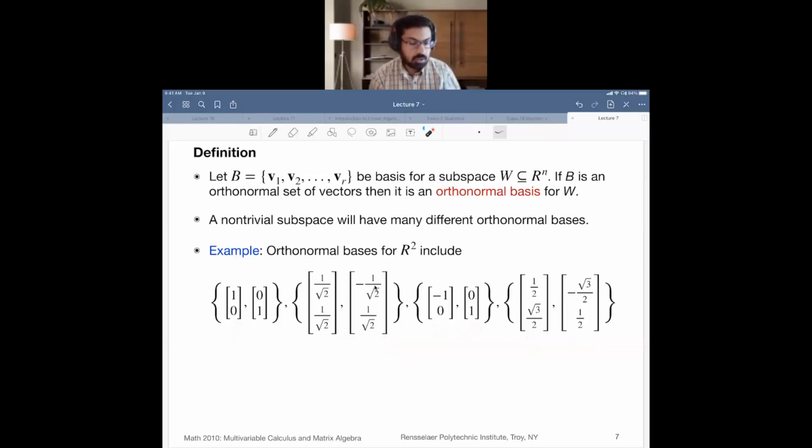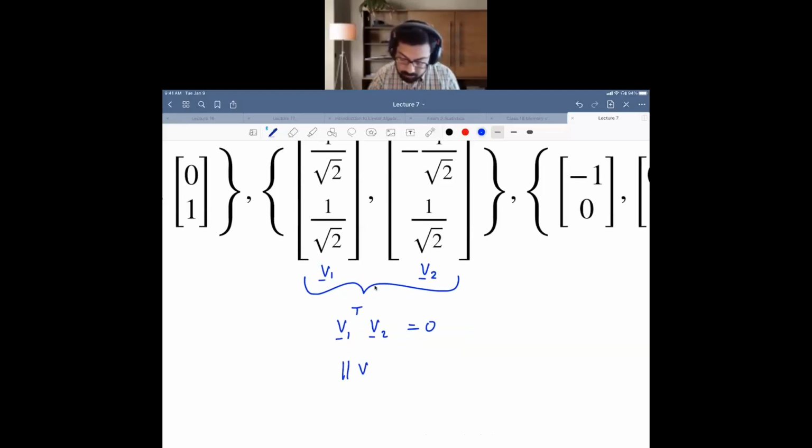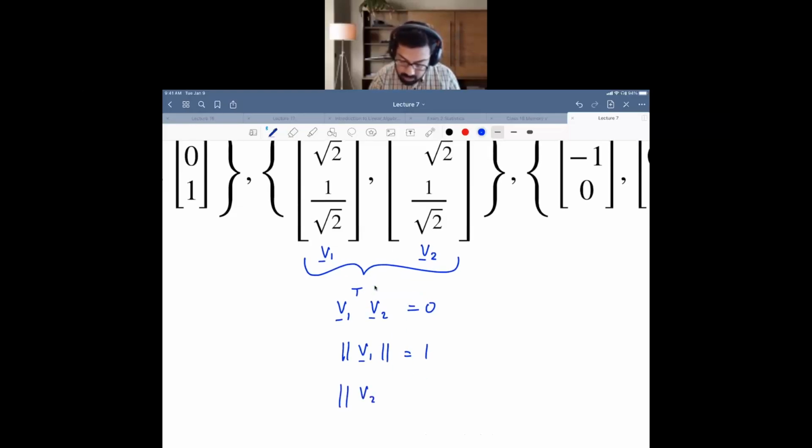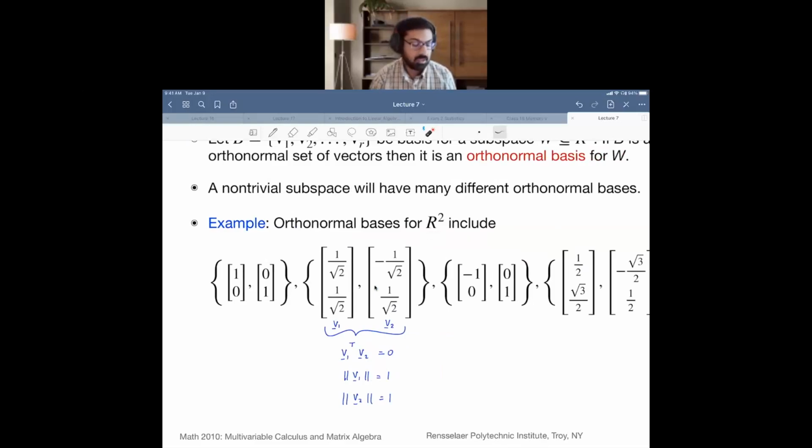An orthonormal set satisfies two criteria: one, orthogonal; second, the norm has to be one. So if you consider this particular set here, let me call them V1 and V2. If I check V1 transpose with V2, I will get a zero, checking for orthogonality. And also, the norm of V1 will be one, and the norm of V2 will be one. Checking both orthogonality and norm, you know that this is going to be an orthonormal basis, which means that if you want to span R squared, you can take some amount of V1 and some amount of V2 and get there. V1 and V2 are linearly independent, orthogonal, orthonormal, and so on. And you can say the same thing about this pair as well.